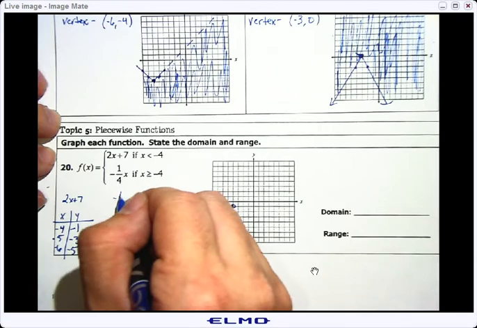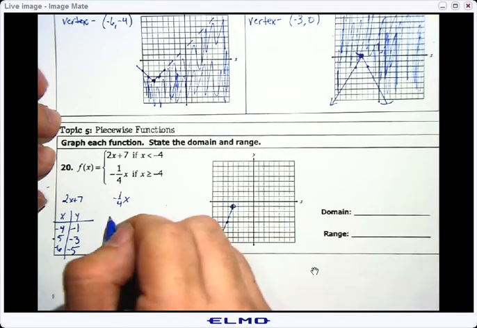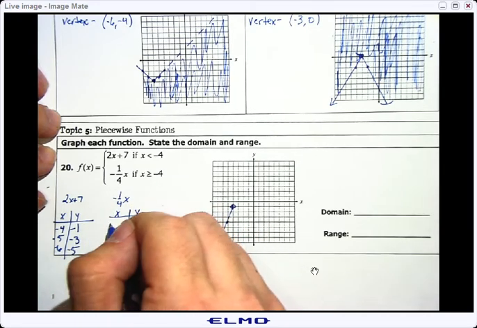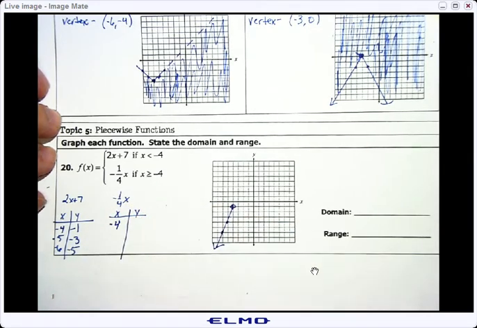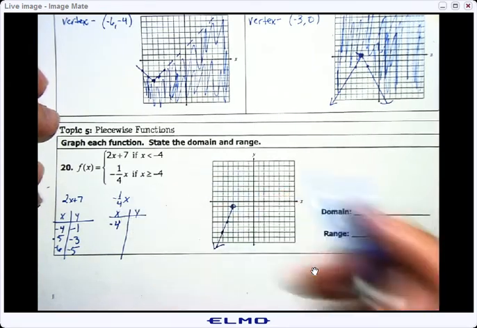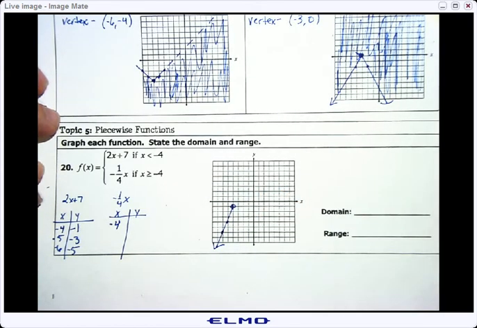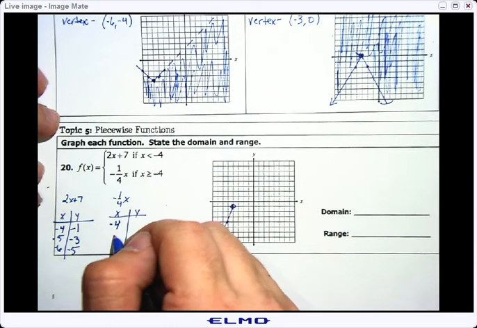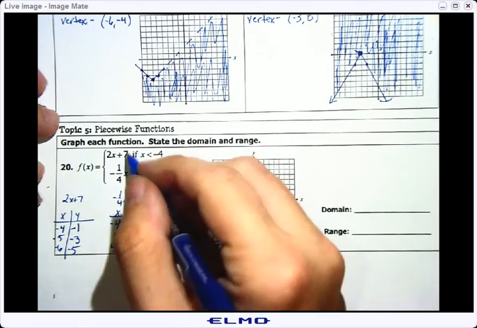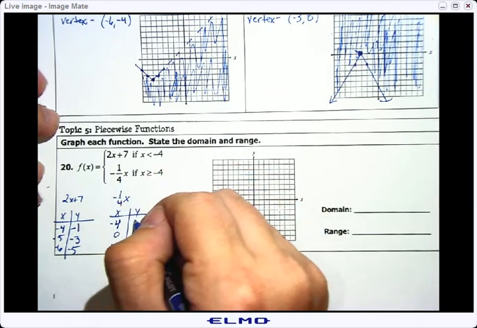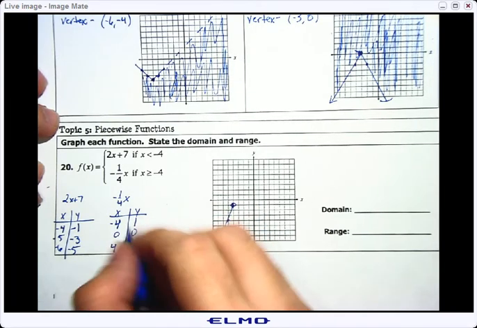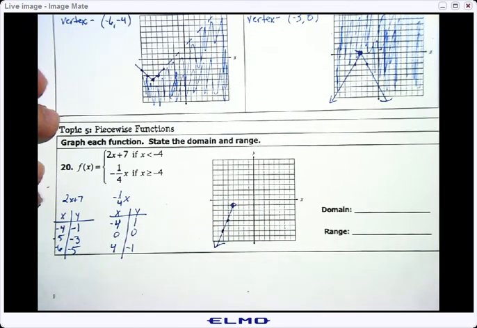Now for the -1/4 x, again, going to make another table. Still testing at -4. Since I have to multiply by 1/4, I'm going to pick numbers that are divisible by 4. So getting numbers bigger than -4, we could use 0, and I could use 4. Plug in a -4 times -1/4, you're going to get a +1. Plug in a 0, you're going to get 0. Plug in a 4, you're going to get -1.